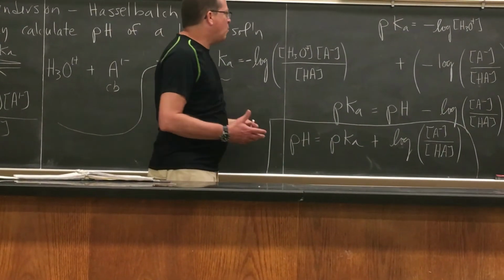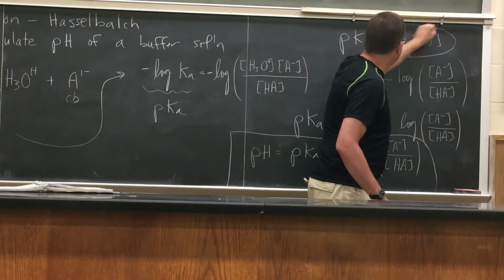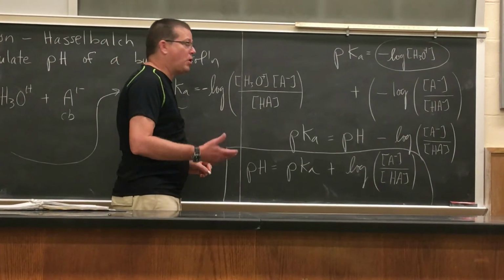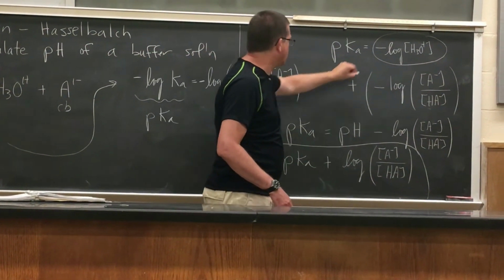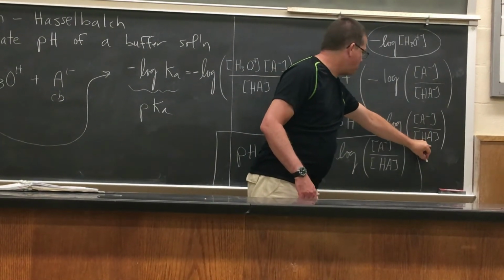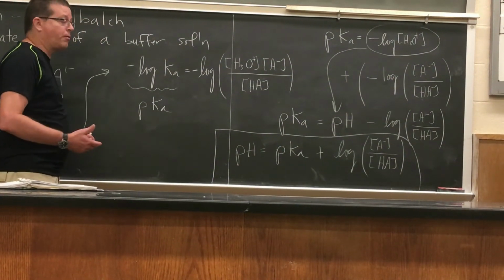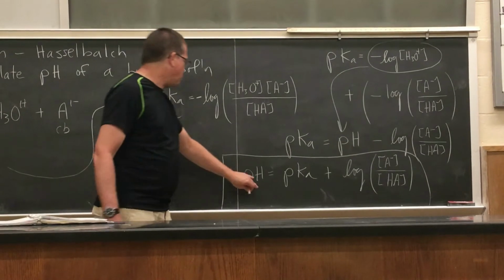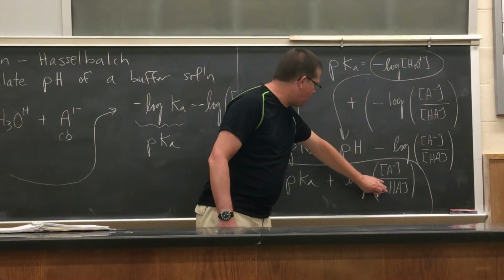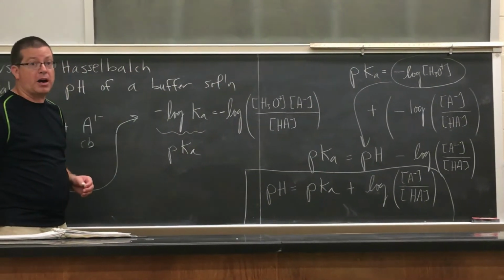So now we should be able to recognize that the negative log of the hydronium ion concentration is also equal to pH. So now my equation condenses into pKa equals pH minus the log of the anion over the original acid concentration. Now I'm just going to rearrange that equation to solve for pH. And when I do that, I end up with pH is equal to pKa plus the log of the ratio of the anion over the original acid concentration. That's the Henderson-Hasselbalch equation.